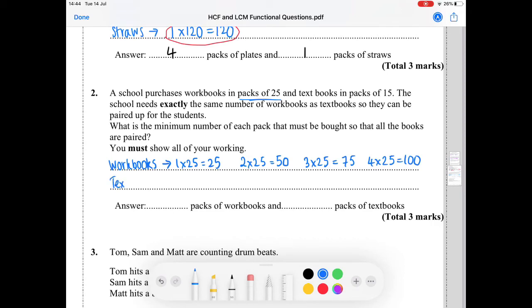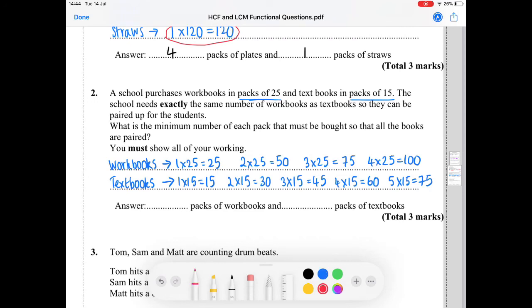So textbooks. Textbooks in packs of 15. Okay, so 1 lot of textbooks is going to be 15 textbooks. 2 lots of textbooks is going to be 30 textbooks. 3 lots of textbooks is going to be 45 textbooks. 4 lots of textbooks is going to be 60 textbooks. Now we still haven't got a match yet. 5 lots of textbooks is going to be 75 textbooks.